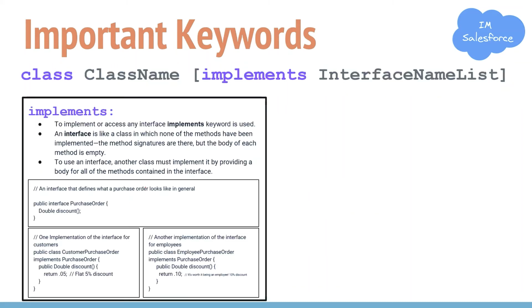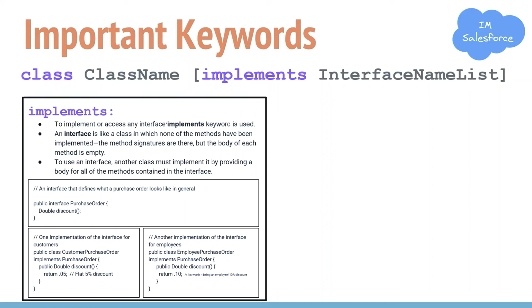Then this is about how we can create a particular interface, and what considerations need to be taken care of when we implement any interface. So this is about the interface. Class name implements interface. For example, we have class ABC, and it wants to implement a particular interface, then we have to use the word implements. To implement or access any interface, the implements keyword is used.